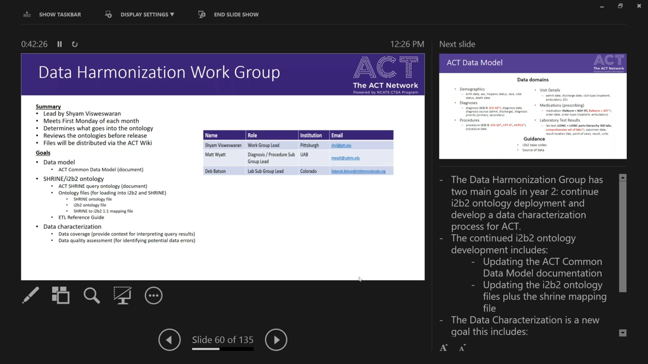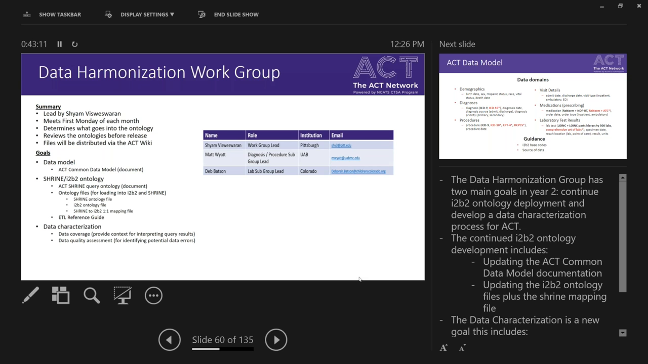Okay, so first we just want to highlight the background to the ACT ontology. The ACT ontology is led by the Data Harmonization Work Group. They figure out what's going to be in the ontology and when it should go in. That group's led by Sean Viswaswaran. There are actually four subgroups, but I lead one that I've never met with, so I only put the ones that exist. Deb Batson is leading the lab subgroup, which is, I think, the most active subgroup. And then the general subgroup, Sean meets with them the first Monday of each month.